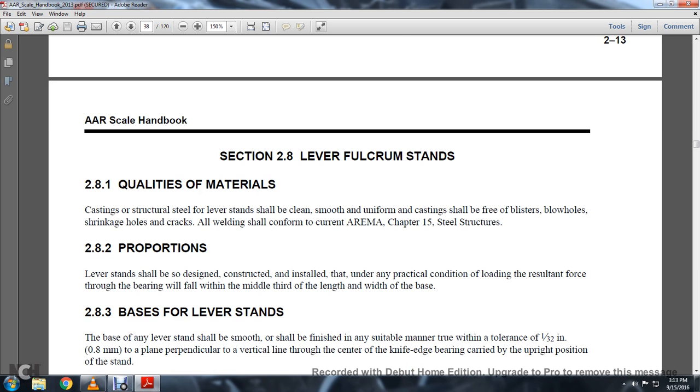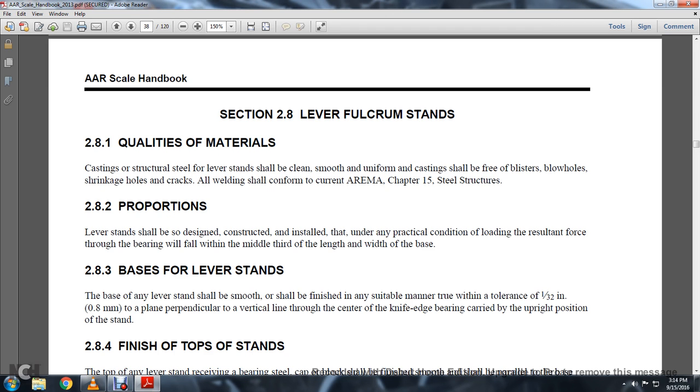2.8.2 Proportions. The lever stand shall be designed, constructed, and installed under the practical conditions of loading, with the resultant force from the bearing falling within the middle third of the length and width of the base. 2.8.3 The base of lever stand. The base of any lever stand shall be finished in a suitable manner with a tolerance of 1/32 of an inch to a plane perpendicular to the vertical line through the center of the knife edge, carried with the upright position of the stand.